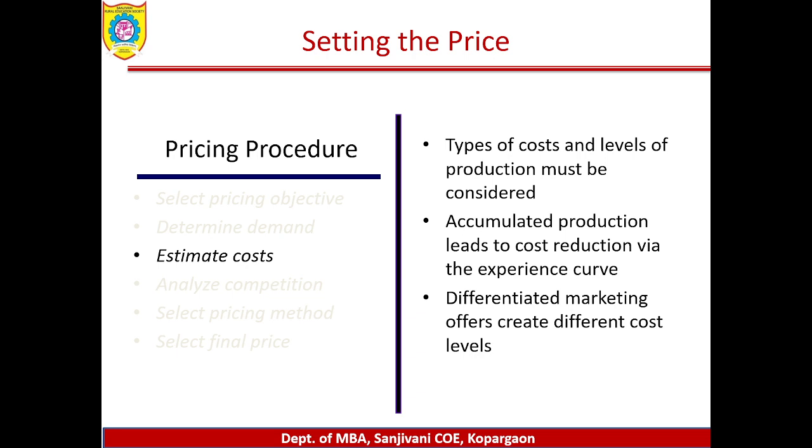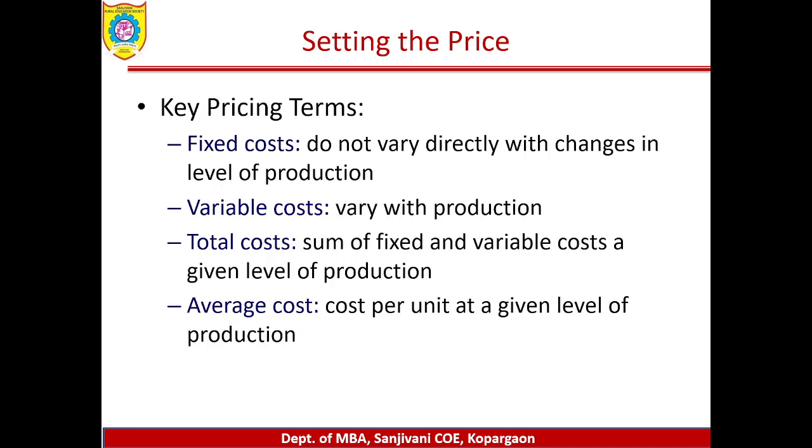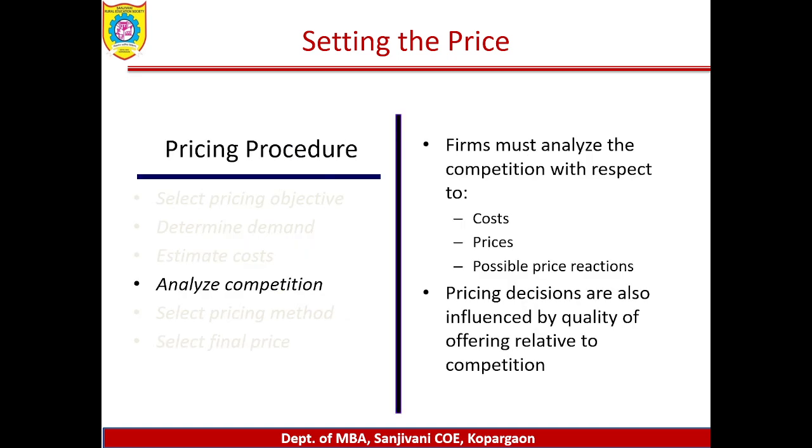Then the next step is to estimate the cost of the product. It is important to calculate the cost of the product, which includes the production cost, maybe a fixed cost and a variable cost, which make up the total cost, and we have to calculate the average cost. Pricing based on the cost of the product is also one of the methods to decide the price of the product.